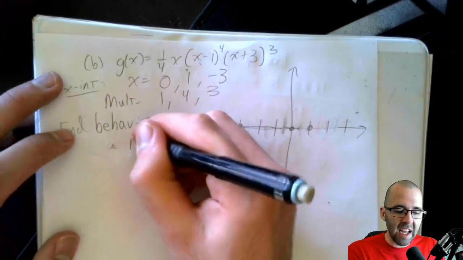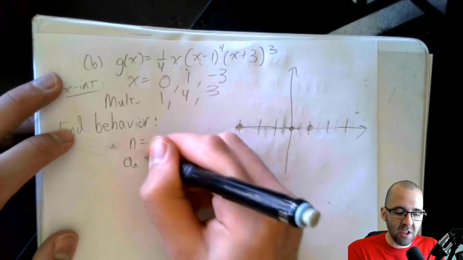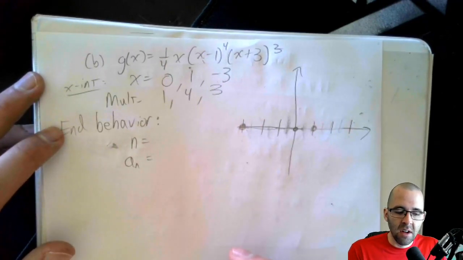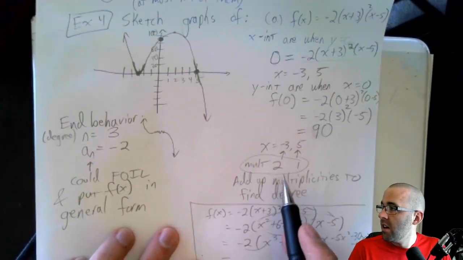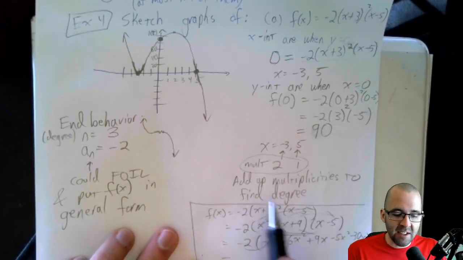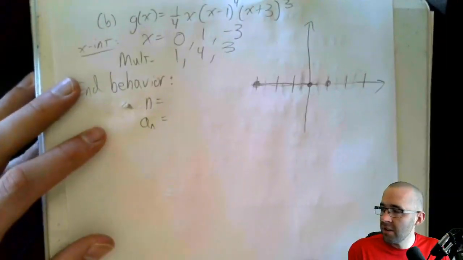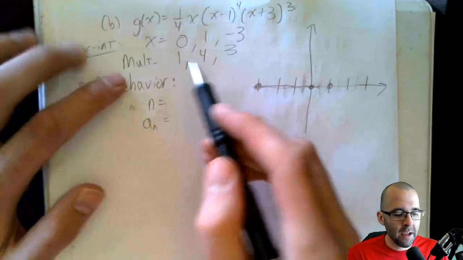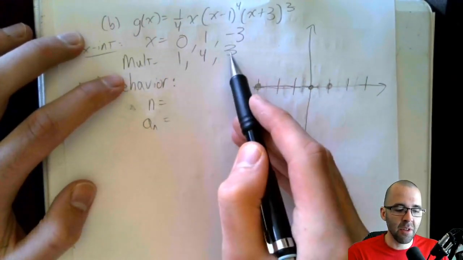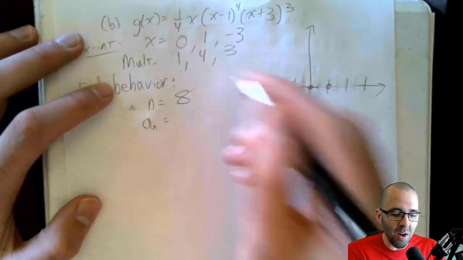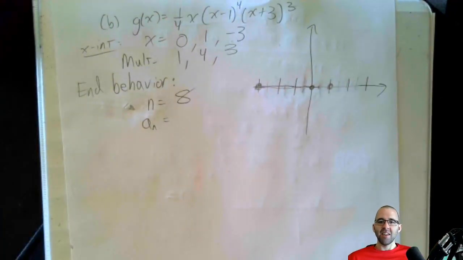We need to know the degree n and the leading coefficient. Again, degree, just like we said before. If you find the multiplicities, the degree is easy. You just add up all the multiplicities and you're going to find that degree. Unfortunately, it will not work for a college degree. So the multiplicities are 1, 4, and 3. The degree is 8. Whoa, that's a big one.